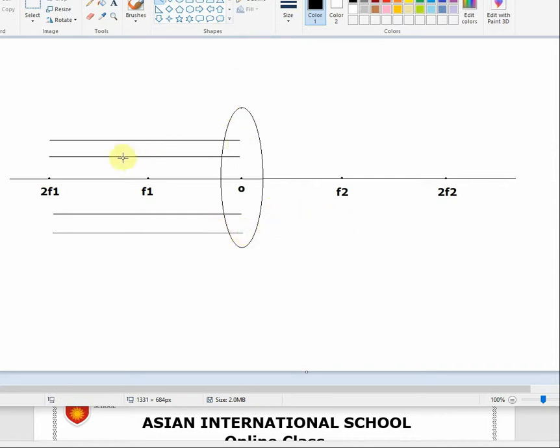Alright, so these are the incoming lights. Now we have to give the arrows. Always give the arrows. Arrows are a must for any kind of light drawing.